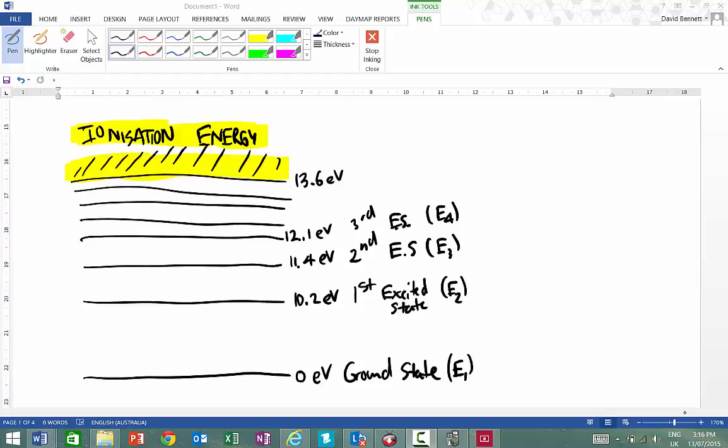Today we're going to be going a little bit further in terms of looking at our ionisation energies. Alright, so we're going to see how this works and how this affects the spectrum.